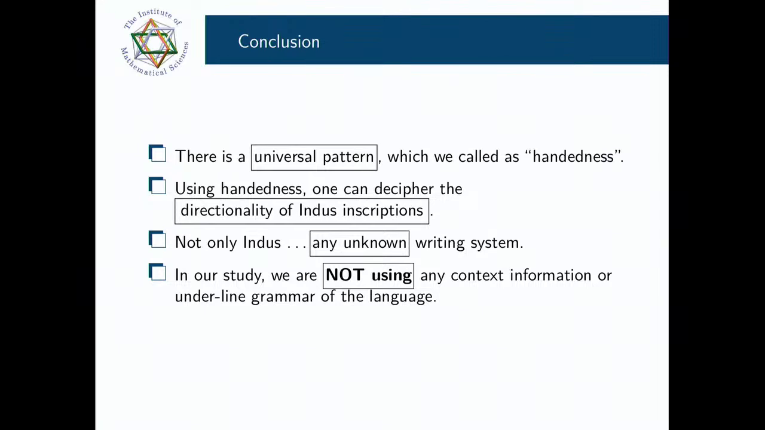So the conclusion is, the one is the universal pattern. These methods give you universal pattern without any exception. And you can use them to decipher any unknown inscriptions, not only Indus, any writing system. And the beauty of this is that in the whole exercise, you didn't use any underlying grammar or any linguistic information. You did everything purely based on statistics.